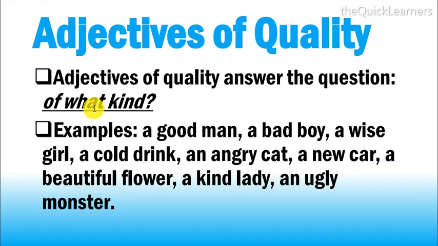Let me give some examples of adjectives of quality. A good man, a bad boy. So here the word good is an adjective of quality because it tells us about the quality of the man. A good man, a wise girl, a cooled drink, an angry cat, a new car, and so on. These are all adjectives of quality.